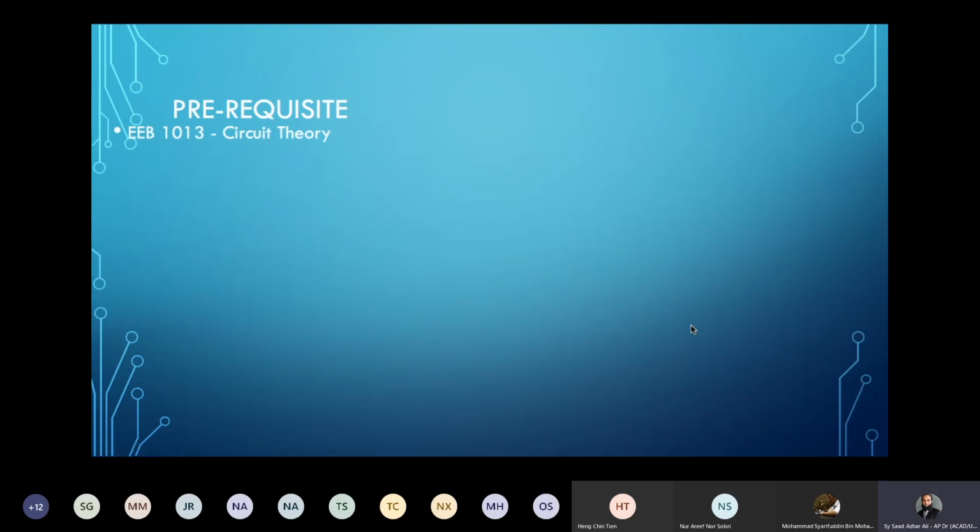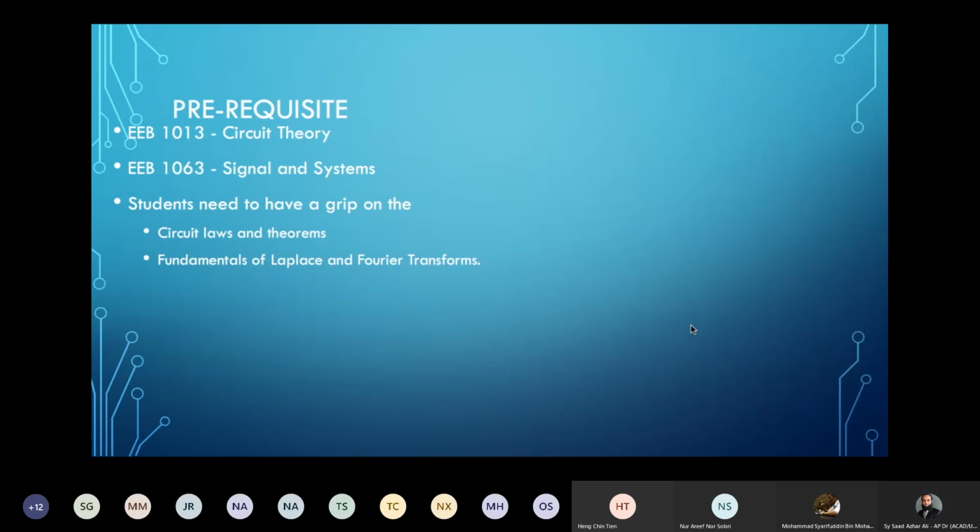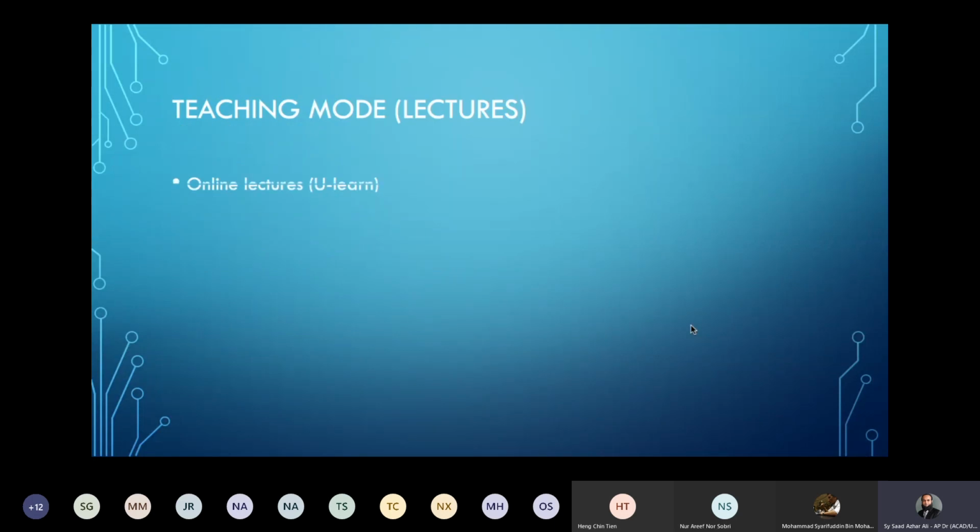Circuit theory is required by the university, but in order to get a good grasp of the course, signals and systems is also required. Students need to have a grip on the circuit laws and theorems and fundamentals of Laplace and Fourier transform. I already mentioned that before. It will be online lectures on, I should change it to Microsoft Teams because this wasn't working on ULearn because of the delay.